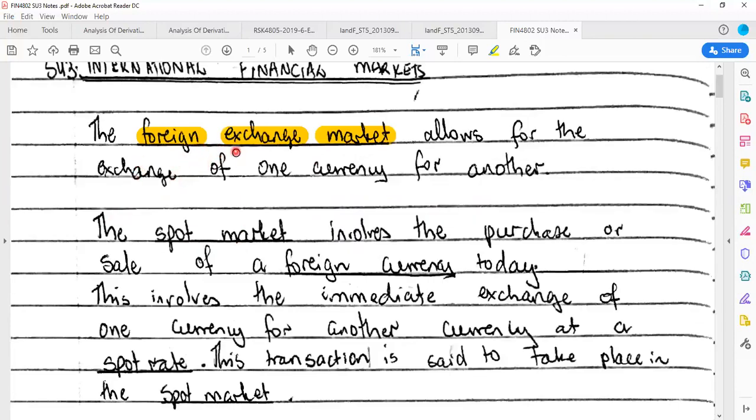And in this foreign exchange market, we sometimes call it the spot market, right? There's what we call the spot market, which falls under the foreign exchange market. The spot market involves the purchase or sale of a foreign currency today, okay? There's also what we call the futures market, which I'll talk about later on in this recording. The futures market involves the purchase or sale of a foreign currency sometime in the future. But you'll understand that further as we go along.